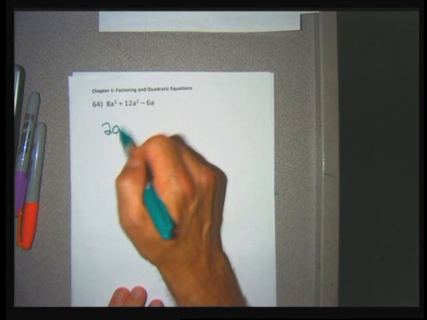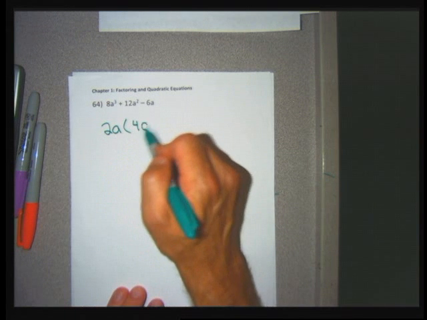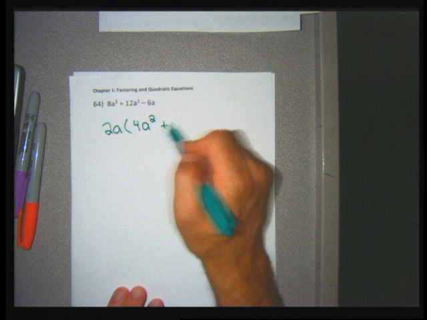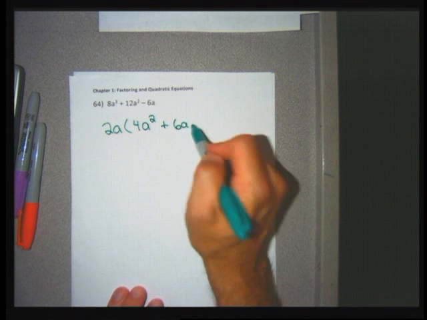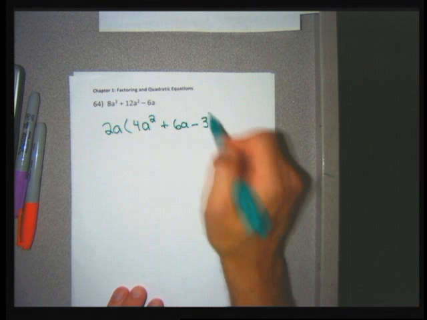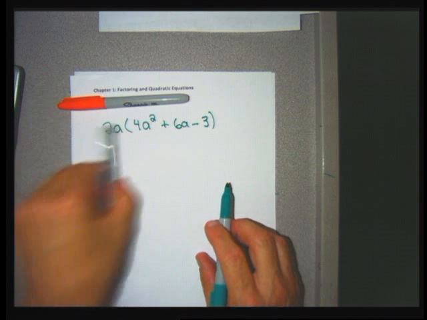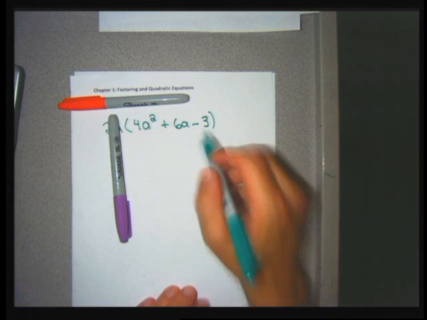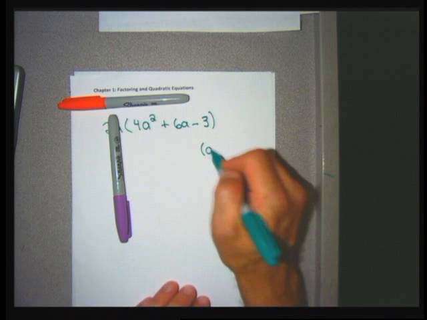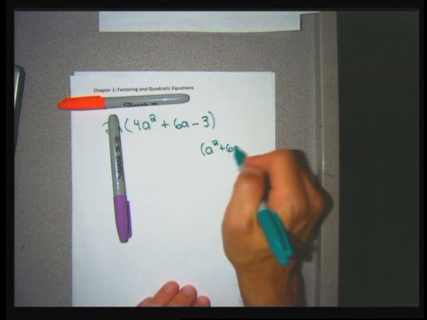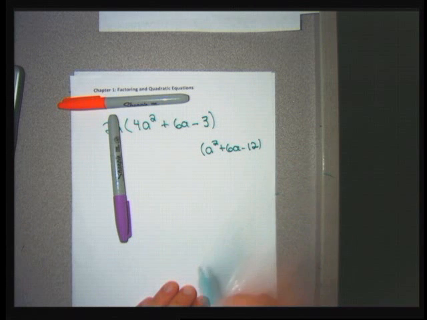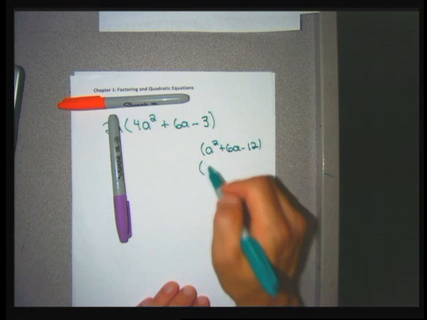64, there's a common factor of 2a. I'm going to factor out a 2a, which makes it immediately not prime. I'm left with a 4a squared plus 6a minus 3. And now I'm going to ignore the 2a, and I'm going to try to factor this by bottoms up. I'm going to multiply and get a squared plus 6a minus 12. My templated signs are plus and minus.